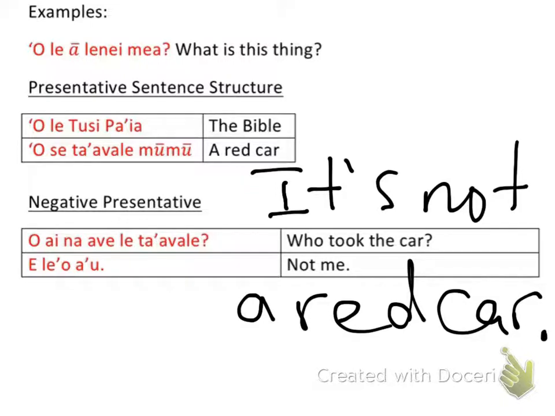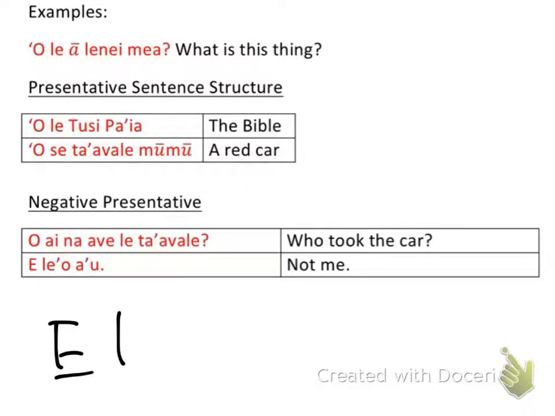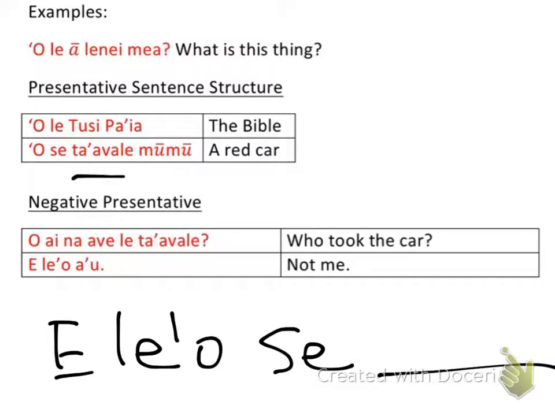Basically, I take the same thing. I still use that, but all I'm doing is negating it now. If all I wanted to say is it's a red car, then I would just stick with the highlighted portion. But now I'm wanting to say it's not a red car, and so basically I just throw an 'e le' in front of that particle o, and that becomes 'e le o se ta'avale mumu'. So it would be 'e le o se', and then you'd say the rest of this statement right here.